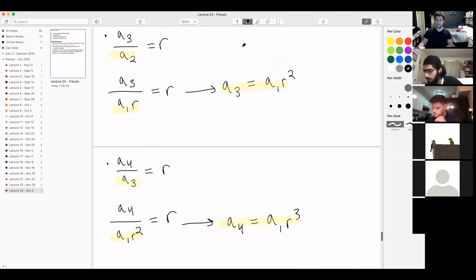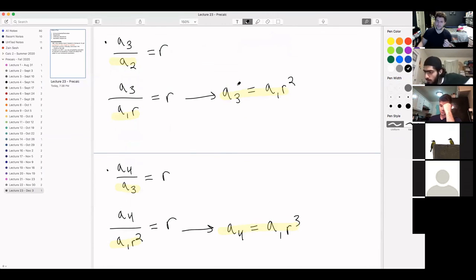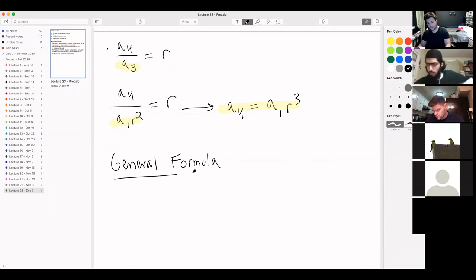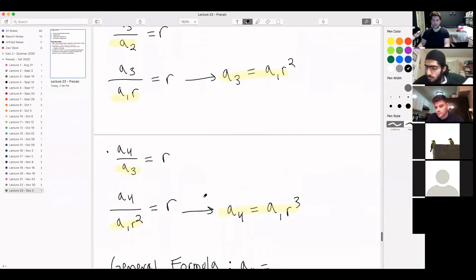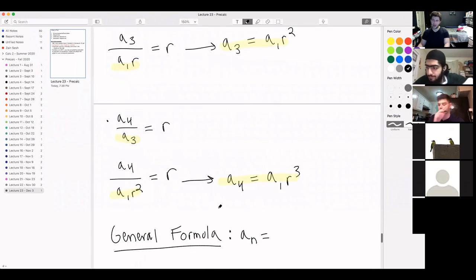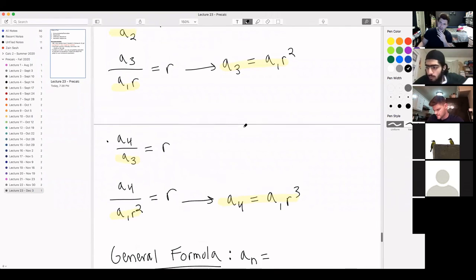All right, so I think maybe now we have enough evidence to see what the general formula should be. So general formula. Okay, so I want a formula for the nth term. Does anyone see what it could possibly be? Examining our test cases here.